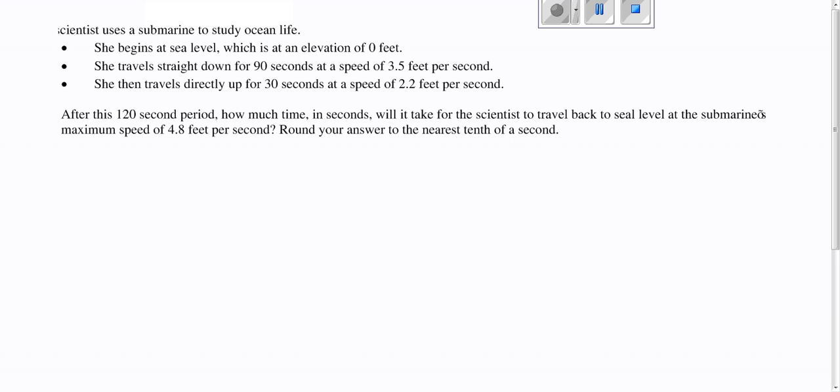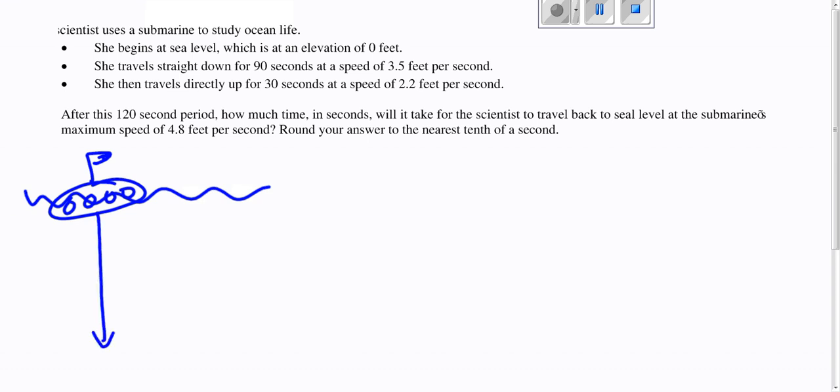So scientists use a submarine to study ocean life. She begins at sea level. I like to write a little picture. It doesn't have to be great. So there's sea level. Looks like water. And here's my submarine. That's the periscope and some windows on the submarine. You want to make it look good. And then she travels straight down for 90 seconds at a speed of 3.5 feet per second.